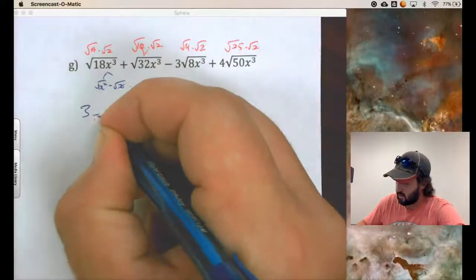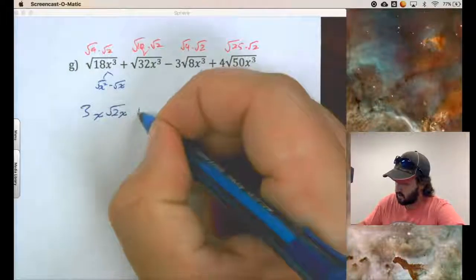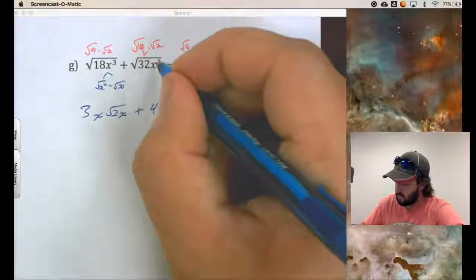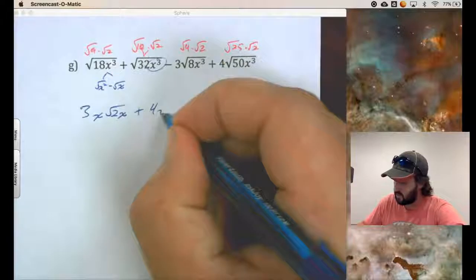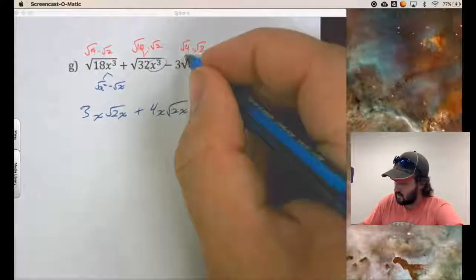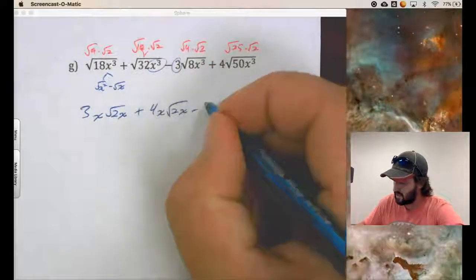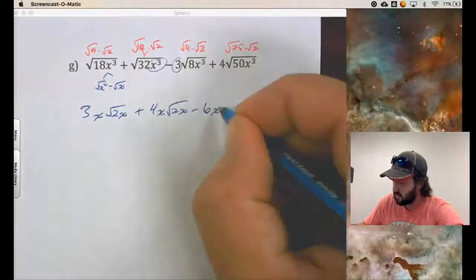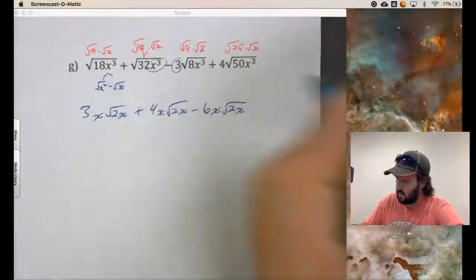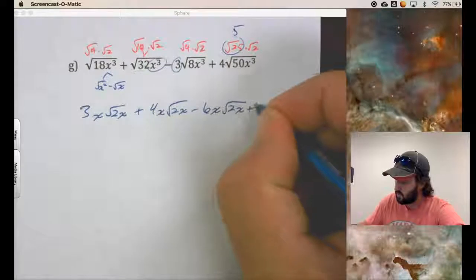I know I'm pulling out an x, so 3x root 2x, plus, 32 is 4, and I have the 2 left on the inside. Notice I have 3 x's there, so I'll do the same thing: x root 2x. And then minus. This one, I already have a 3 on the outside, but I'm pulling out a 2. 2 times 3 is 6. X cubed, so I have an x and 1 left on the inside. So root, bring that 2 on the inside as well. And then 25 is 5, so 5 times 4 is 20, so plus 20.